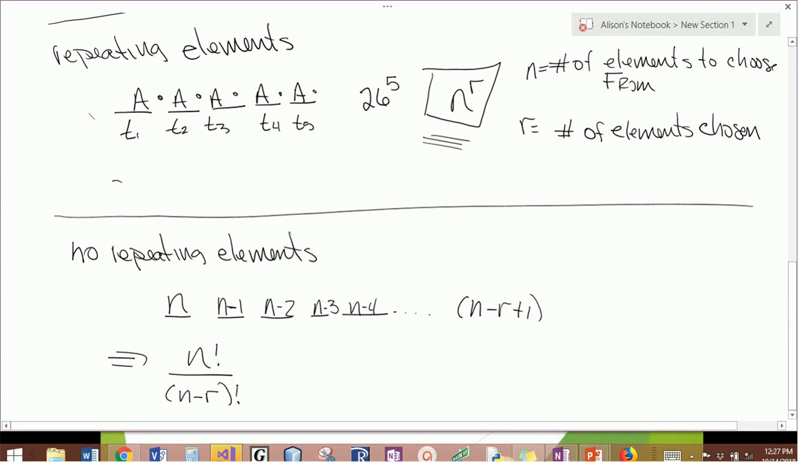If I cannot have repeating elements, if selecting an element out of the pool, I call it the pool, removes it from the pool so I can't select it again, it is going to change my equation a little bit, because now I have to remove repeating values.